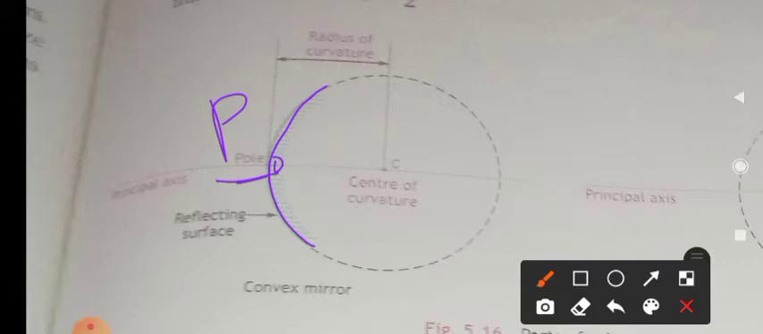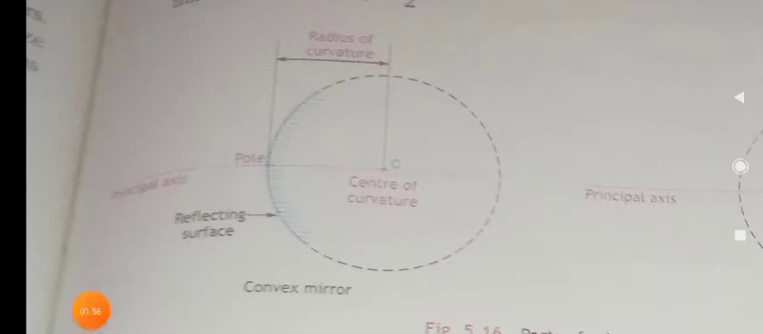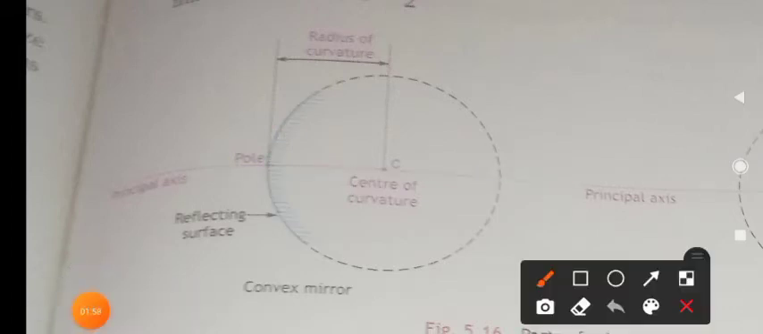So it is an imaginary line that passes through the pole of the mirror, and at the same time it acts as the diameter of the sphere. When you draw a line which is passing through the pole, and the line acts as a diameter for this spherical shape, then we call this the principal axis.